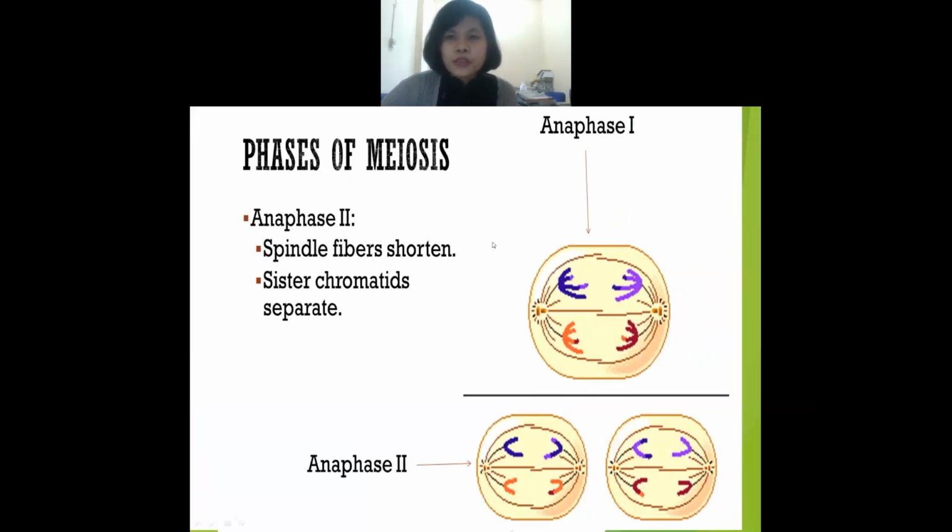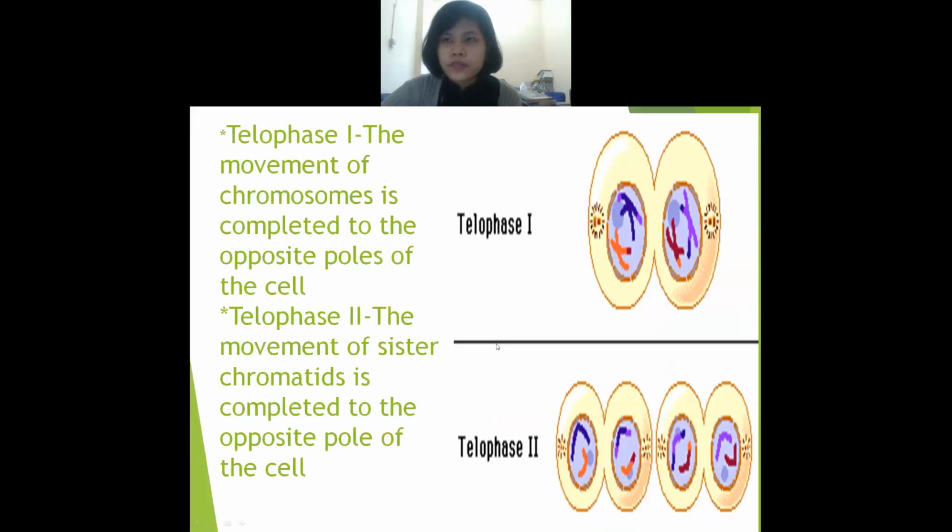Next is anaphase 1. Anaphase 1 and anaphase 2 are the same thing. Here the spindle fibers begin to shorten. I mean, their size becomes small compared to the previous phase. The spindle fibers become short, and the sister chromatids also separate. These two chromosomes start separating from each other.